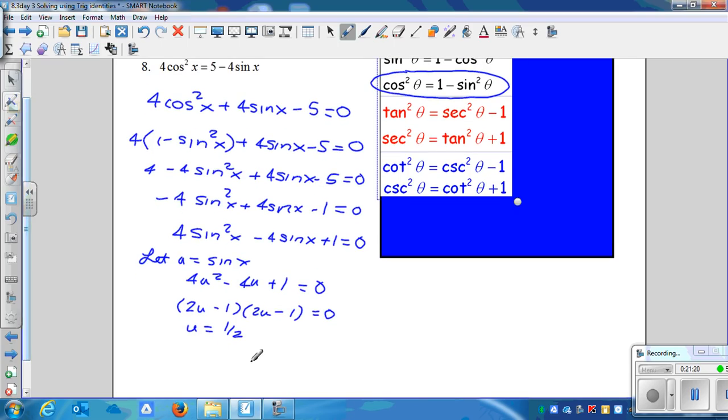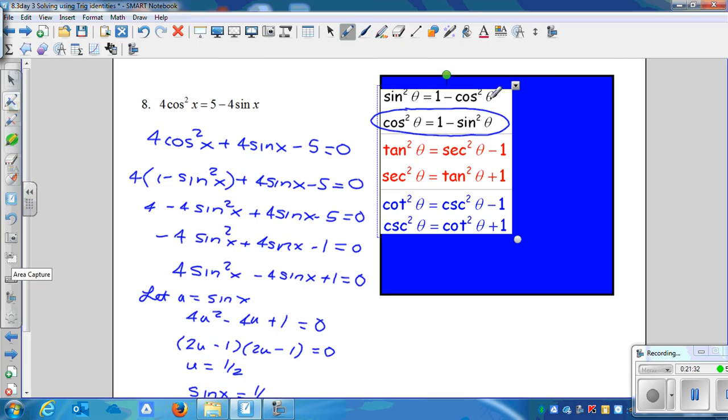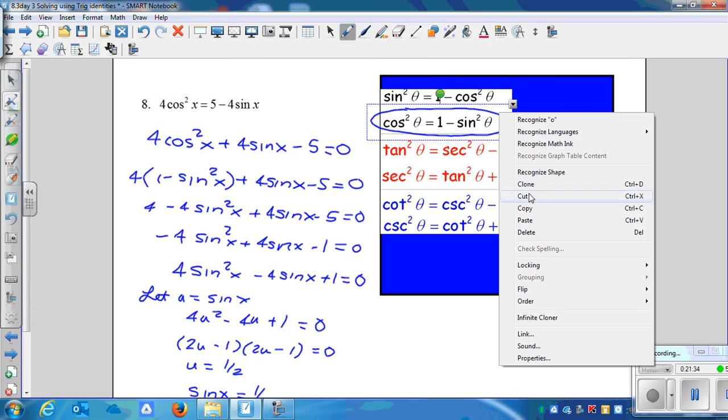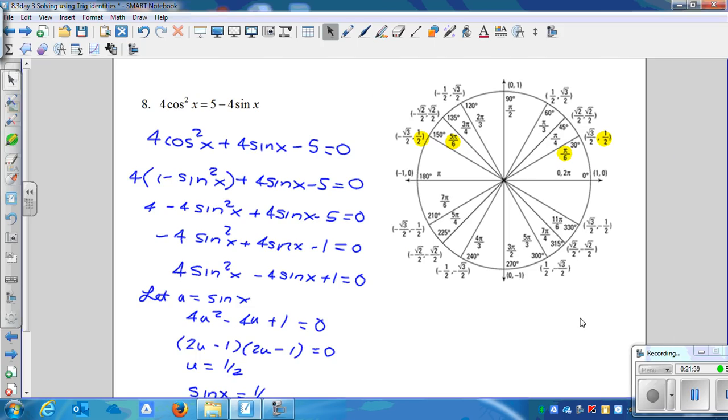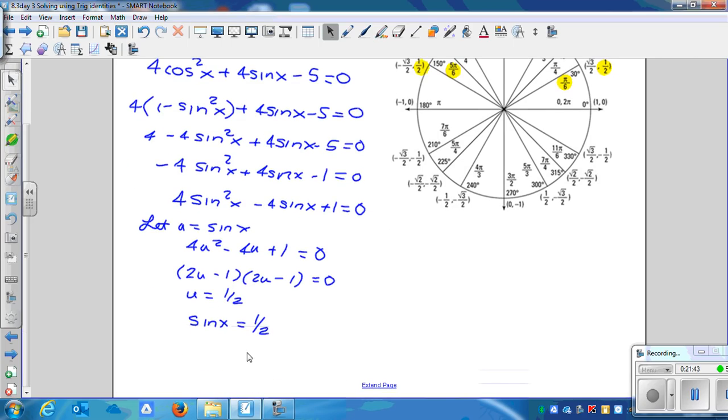I'm going to replace the u with my sine of x. And then I'm going to go up to my unit circle and locate all those values where sine of x is 1/2. You'll see that occurs in 2 places, at 5 pi over 6 and pi over 6. And those are our 2 solutions.